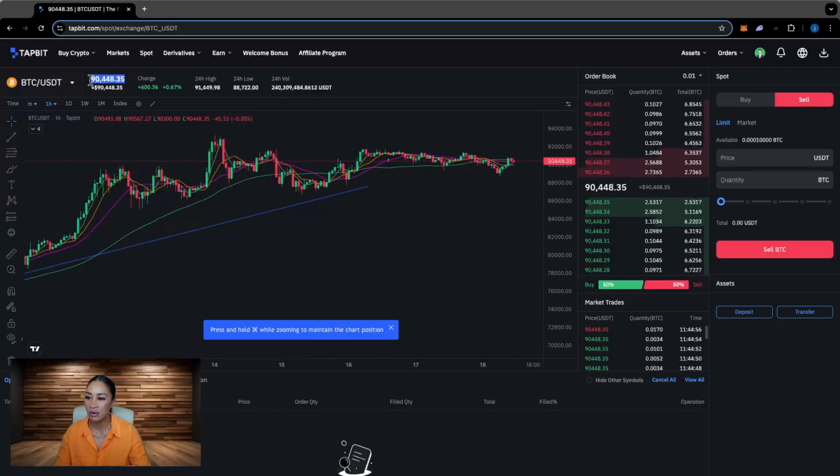This shows us the current price of Bitcoin quoted in USDT, and this number will be the same over here in the order book. Beside that, we have some information about Bitcoin over the last 24 hours, the high and the low, and the amount of volume traded.